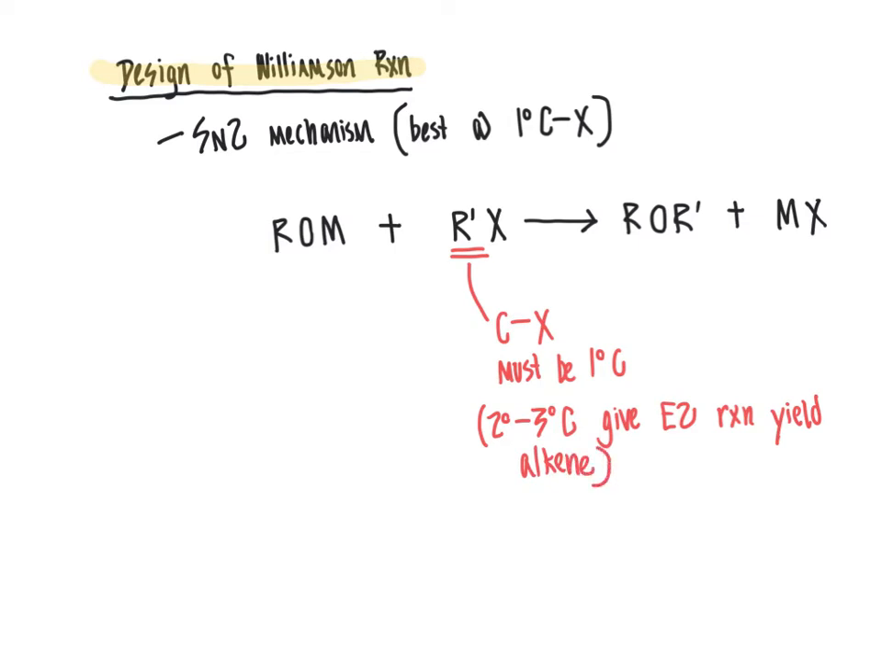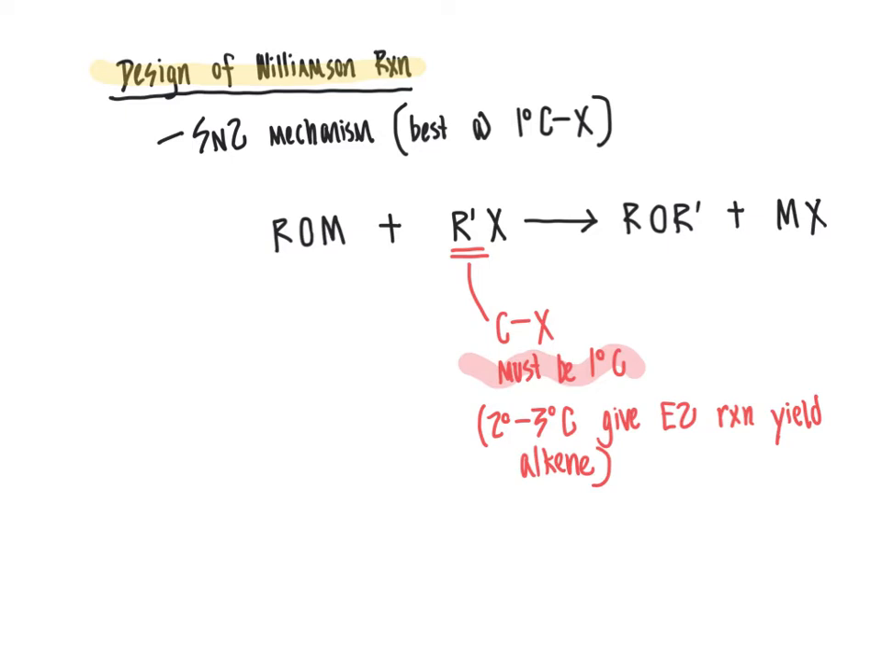So that is some review from chapter 7 or so there. In order for this to work, we need the C-X to be a primary carbon. That is the first and foremost thing here to remember. That is the difference between make or break of this reaction: the carbon that's bonded to the leaving group needs to be a primary carbon with as little steric hindrance as possible for this to work well.